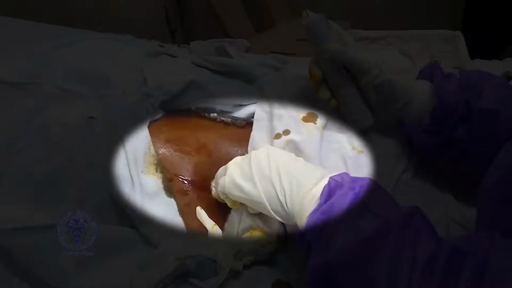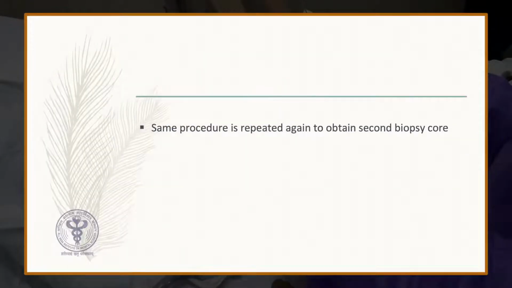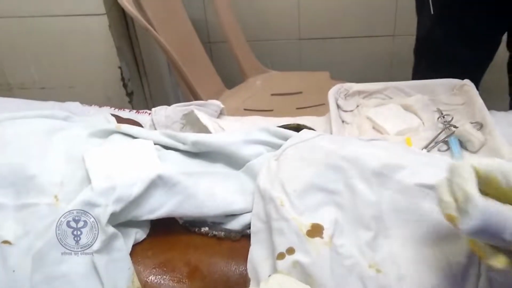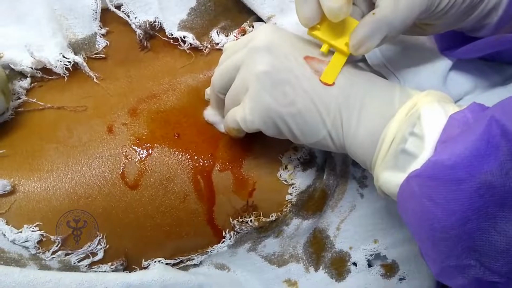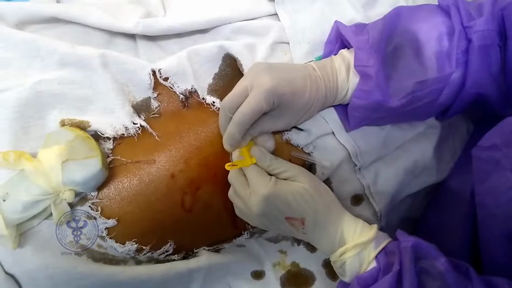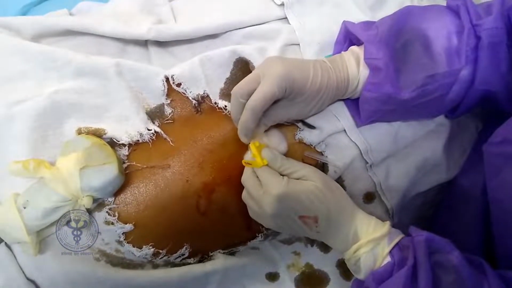Achieve hemostasis by compressing the site deeply for 5 to 10 minutes. The same procedure is repeated again to obtain a second core of tissue. Transfer the biopsy specimen over the dorsum of the left hand. With a surgical blade, the specimen is divided and sent for investigations.